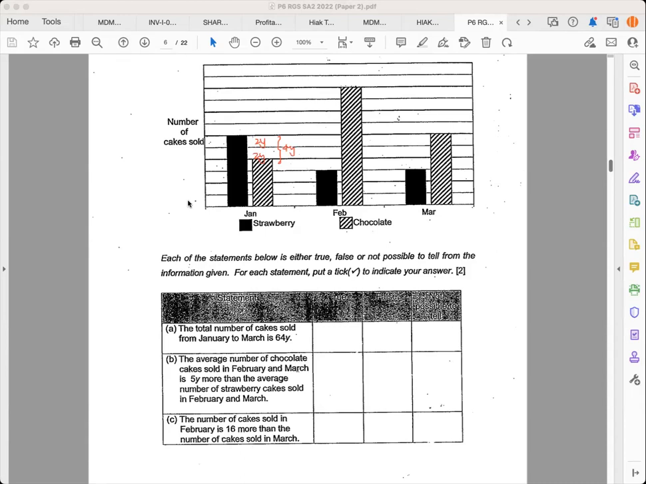Now, if each interval is 2y, let's look at how much this bar is. The value of this bar will be 2, 4, 6, 8, 10, 12, so 12y. This will be 2, 4, 6, 8, so 8y. This will be 6y. This one, 2, 4, 6, up to 20, is 20y. This is 6y. This is 2, 4, 6, 8, 10, 12, so 12y. Okay, so one interval is 2y.